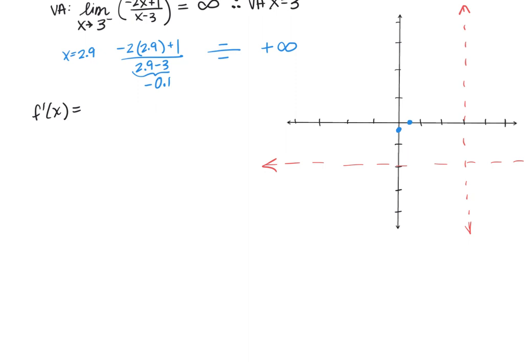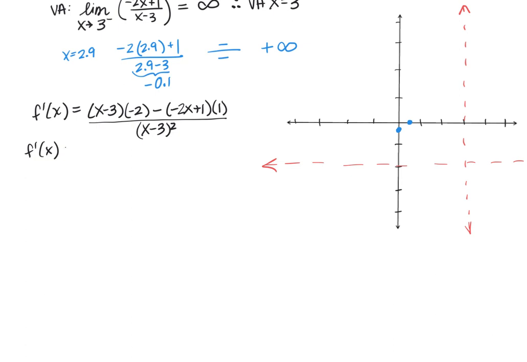To determine the derivative of this function, we are going to use the quotient rule. So quotient rule says we take that denominator, x minus 3, multiplied by the derivative of the numerator, low d high. The derivative of the numerator is -2. So that's low d high minus high, the numerator, which is -2x plus 1, times the derivative of the denominator, which is just 1, all divided by that denominator squared.